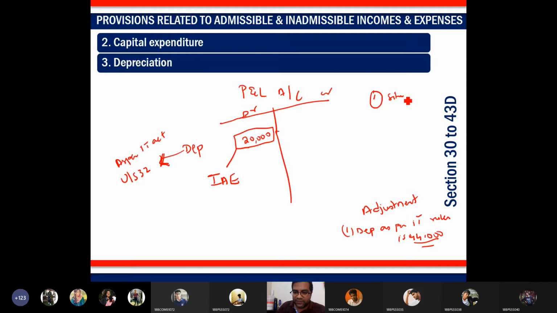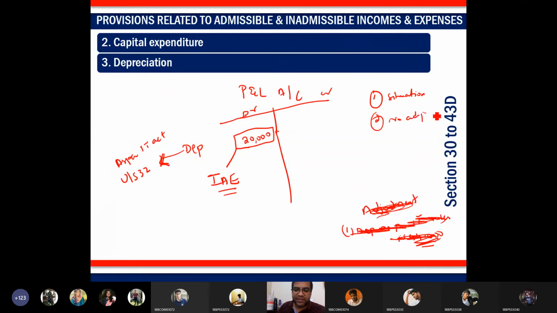Situation number one. What is situation number one? Depreciation is given in the profit and loss account also, in the adjustment also, but the adjustment depreciation is correct. In that case, what will happen? The profit and loss account depreciation will be considered as inadmissible. First situation. Second situation. Nothing is given in the adjustment. No mention. Nothing is given. Only this is given.